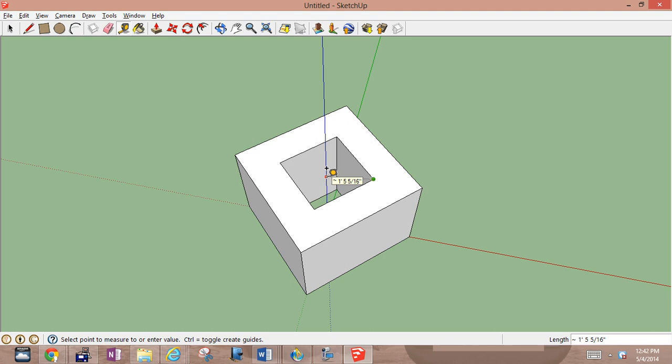1.56, 1 foot 5 and 5/16. We're not actually even going to be concerned about that in terms of inches, but we'll show you how to deal with that. So basically what we're doing is building a square inside of a square, and we're taking out the middle. So now let's show you how we proceed with this.